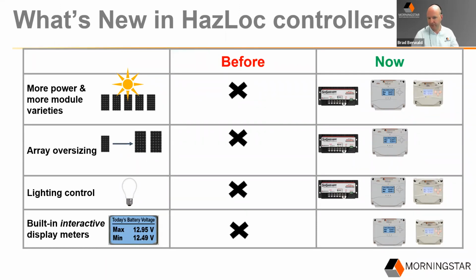Array oversizing, as I spoke about earlier, with MPPT can now be used, so you can more effectively use solar modules in these applications. There is a variety of lighting that's used for security and for work illumination at these sites. So we see a lot of HAZLOC lighting applications coming into play with these controllers that have built-in lighting control. And of course, the meter display. The Sunsaver did not have a meter display, and now the metered products are allowed to offer that option as well.